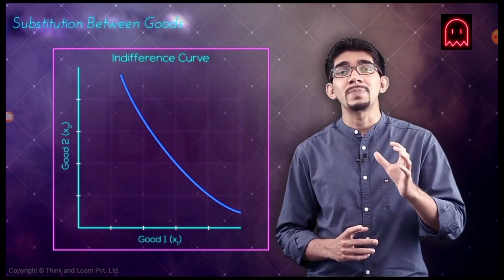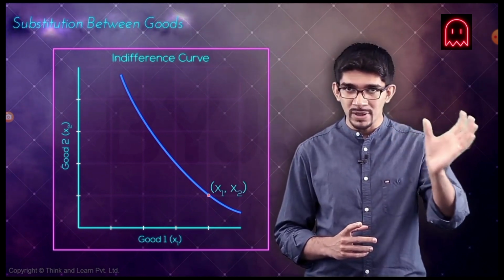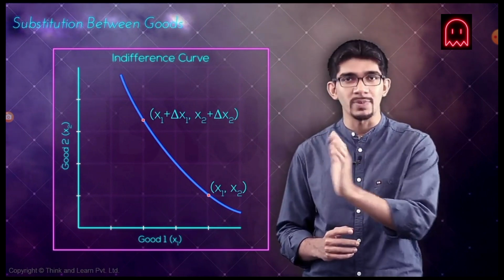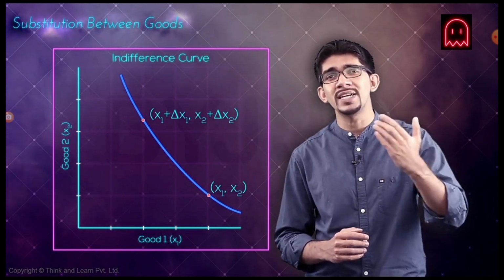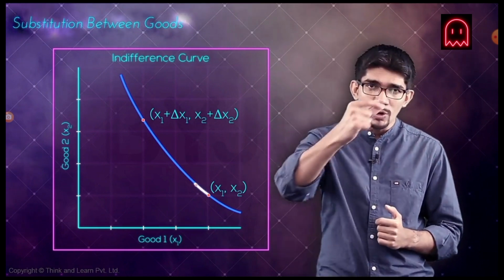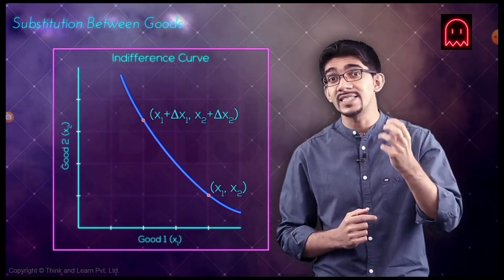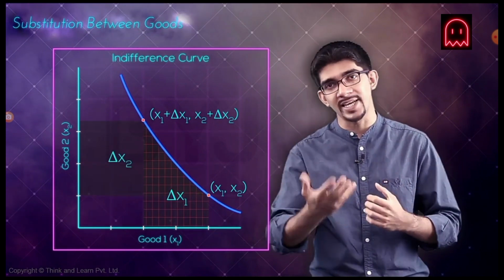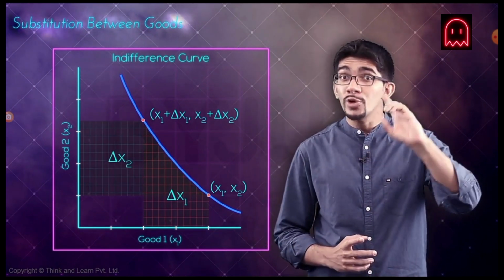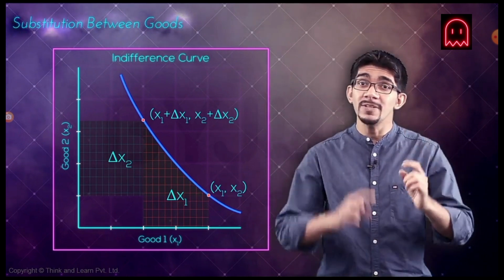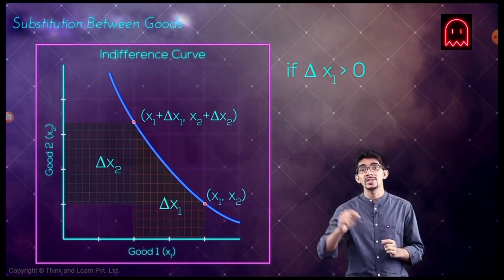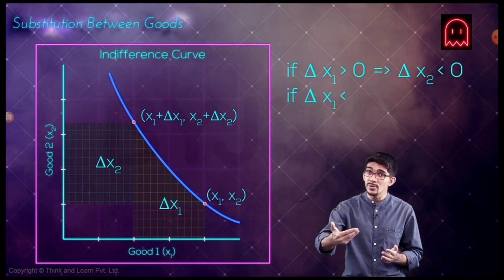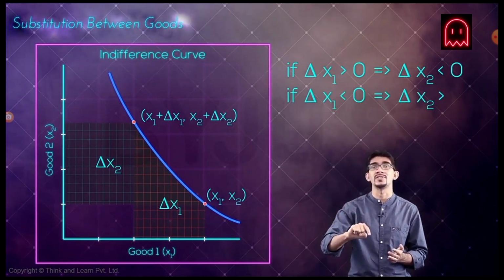Suppose there are two bundles represented by x1, x2, one bundle, and x1 plus delta x1 and x2 plus delta x2, another bundle. Why are we using delta x1, delta x2 here? Because as we move along the curve, x1 will change. That change is delta x1. And again, x2 will change. That change is delta x2. Now we know that monotonicity of preferences implies that if delta x1 is greater than 0, then delta x2 has to be less than 0. And if delta x1 is less than 0, then delta x2 has to be greater than 0.